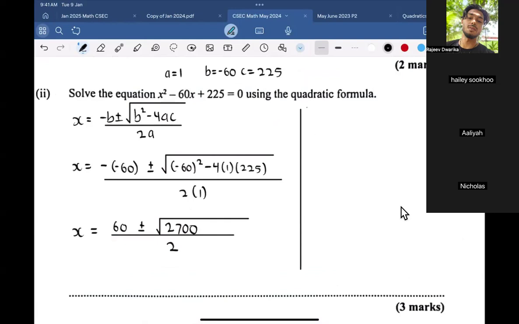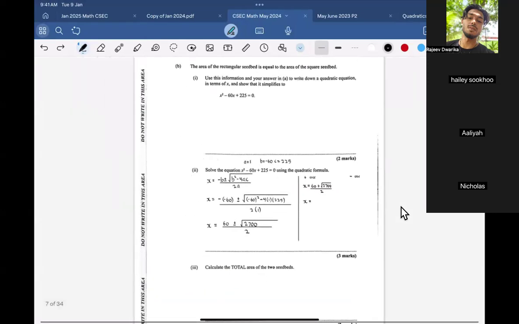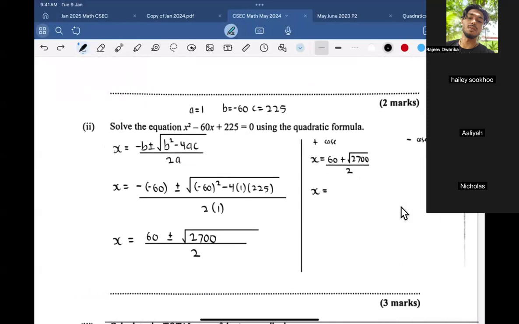So you're gonna have two solutions. You're gonna have the positive case and the negative case. So the positive case is gonna be 60 plus the square root of 2700 over 2. I get 50 root 3, but it could be 51.9. You could round it off to two decimal places to be safe. 51.96.